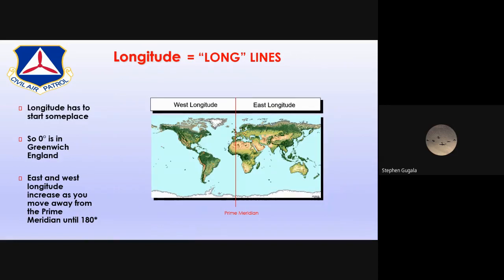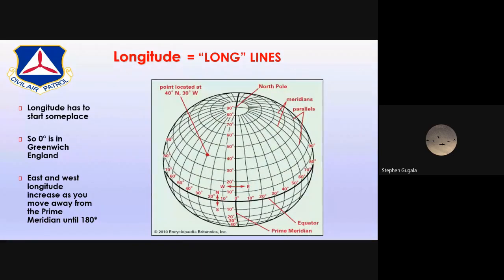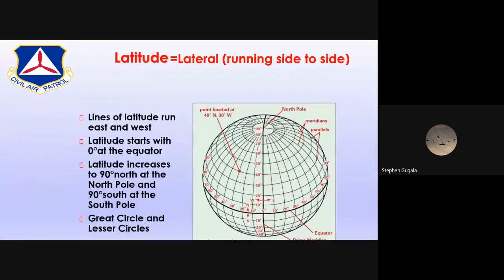Longitude, however, runs north and south. An easy way to remember them is they're the long lines. If we go back, whoops, your lines of latitude will decrease in circumference as you go to the top of the Earth, with the exception of the equator, which is the same all the way around. Your lines of longitude are going to be the same distance all the way around the Earth.